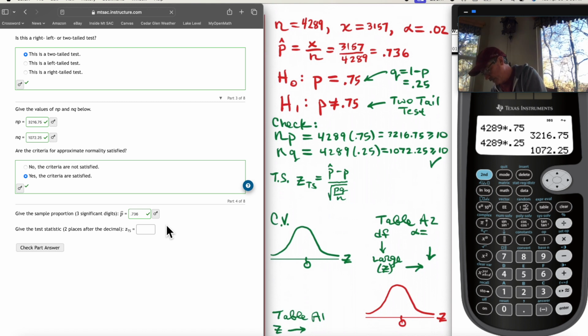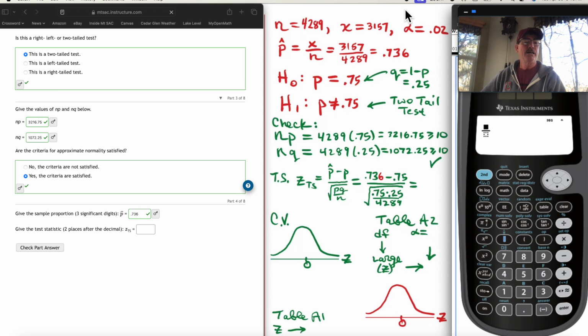So then the next thing is the test statistic. The formula's here. It's P hat minus P over whatever. So P hat was 0.736. P was almost the same, 0.75. Is that significantly different? I don't know yet. Okay, over square root PQ, that'll be 0.75 times 0.25 over n, which was 4289. We'll see how significant this comes out.